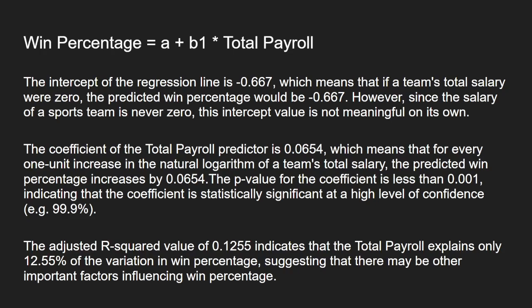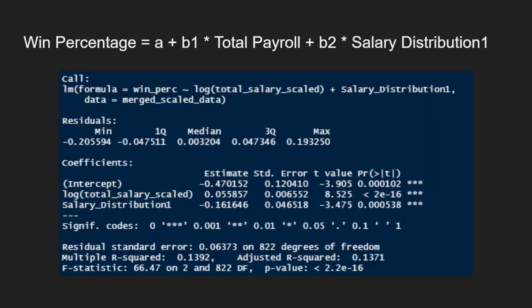However, the R squared value is only 0.1255, which means that this is only explaining 12.5% of the variation in win percentage. So there's probably some other important factors that we don't have included here.